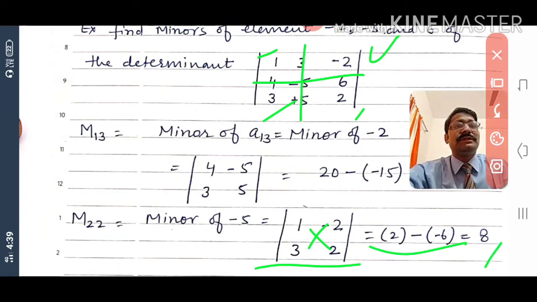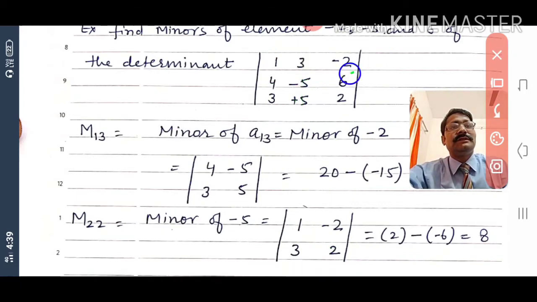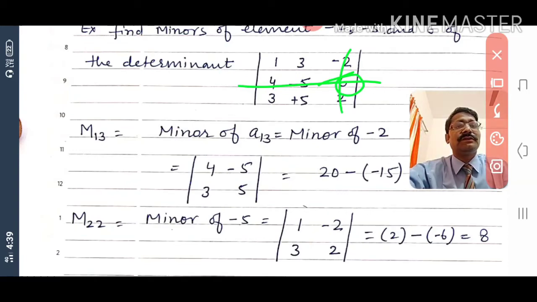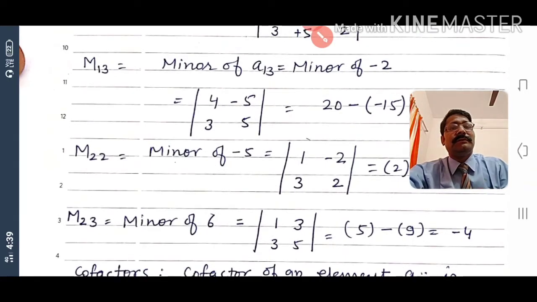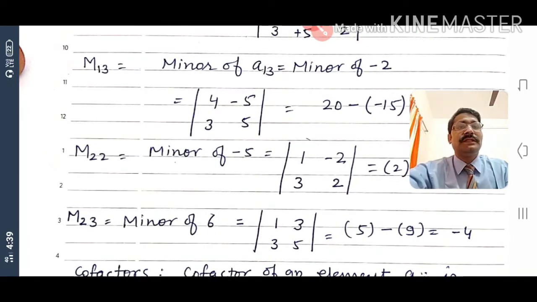Next is minor of 6 you have to find. Where is the 6? You have to check. Where is the 6? 6 is here. Look here. Second row and third column, means remaining elements 1, 3 and 3, 5 to take, and cross multiply, you will get your answer. So this you can check. That is M23, minor of 6, that will be 1, 3 and 3, 5, that cross multiply, you get your answer, minus.